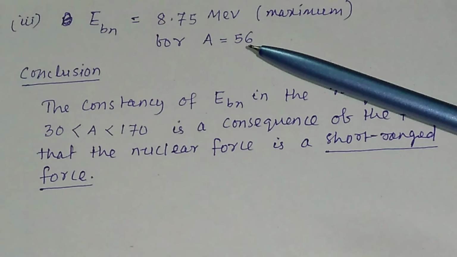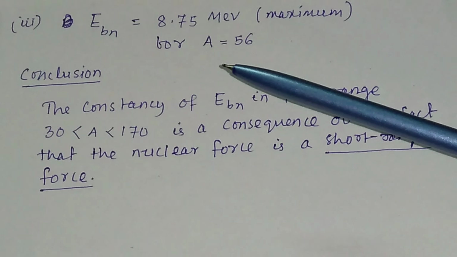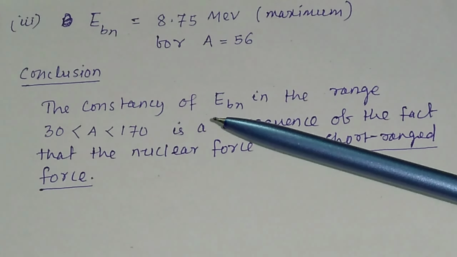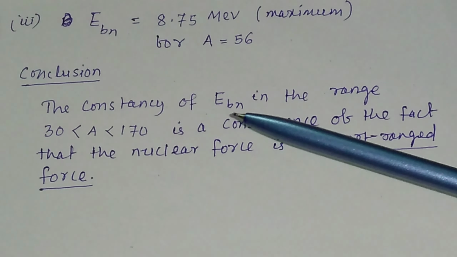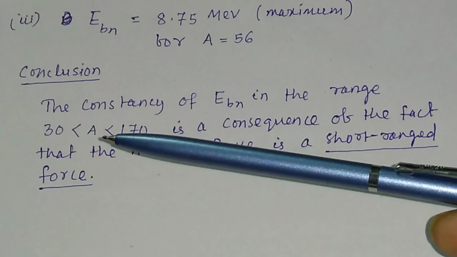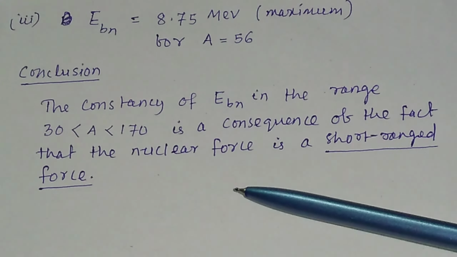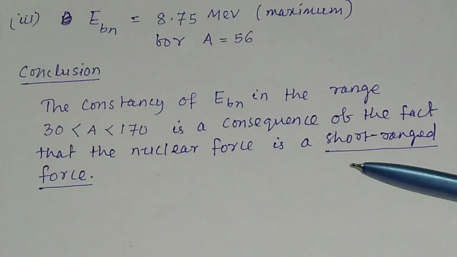So what conclusion do you get from this average binding energy per nucleon versus mass number curve? The constancy of average binding energy per nucleon in the range of mass number between 30 and 170 is a consequence of the fact that the nuclear force is a short range force.